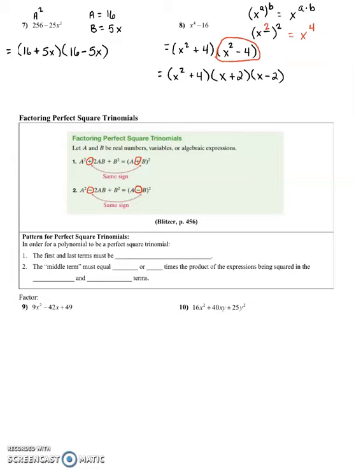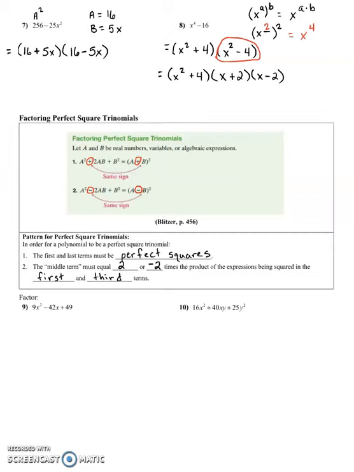So there's a pattern for these perfect square trinomials. We need to be able to recognize them. The way we do that is we look at the first and the last terms, and they must be perfect squares. Then we look at the middle term. The middle term has to be 2 or negative 2 times the product of the expressions being squared in the first and third terms.